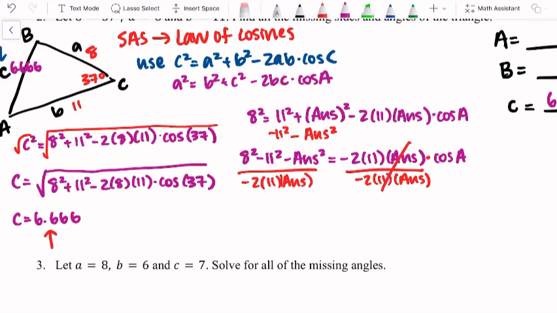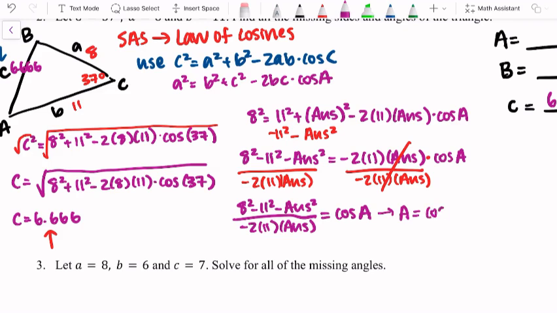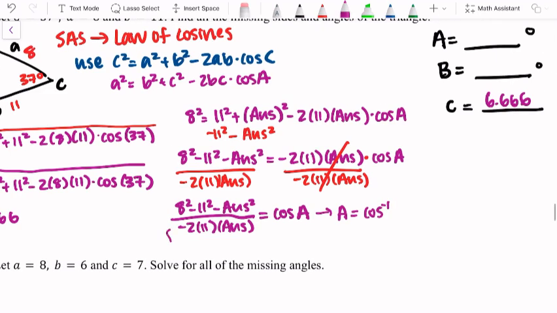Okay, so now what I'm left with is 8 squared minus 11 squared minus ANS squared, divided by negative 2 times 11 times ANS, and that's going to be equal to cosine of A. So we're almost there, right? But how do we get A by itself? How do we undo the cosine? We're going to take cosine inverse of both sides. So that means that A is going to be equal to cosine inverse of all of this.